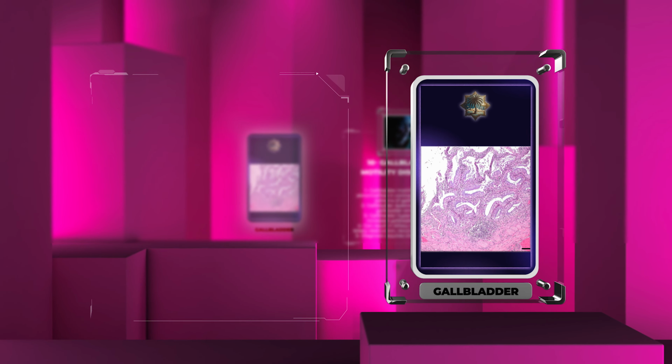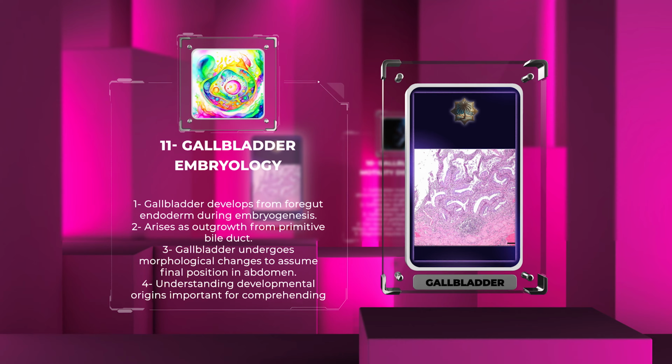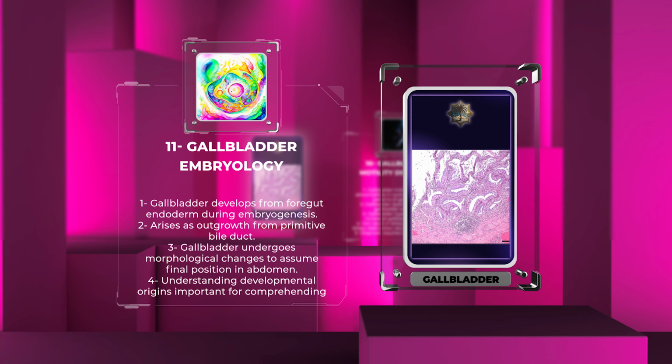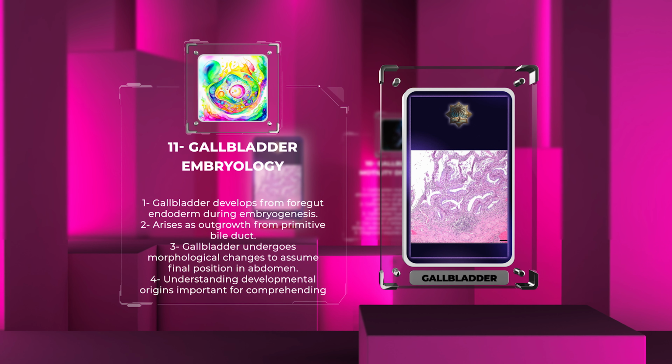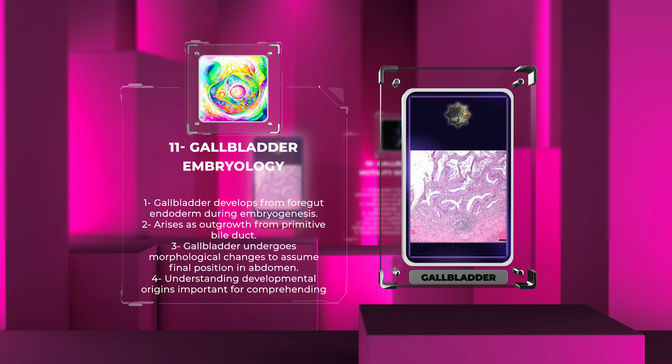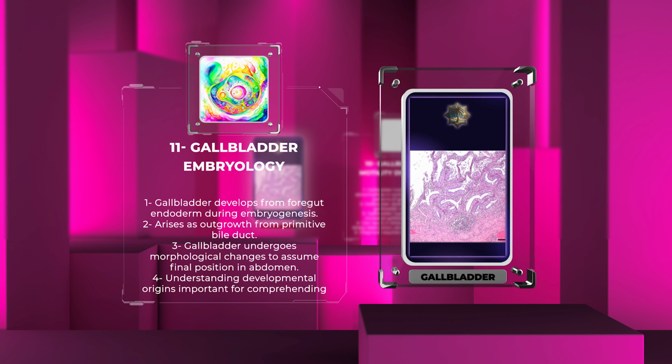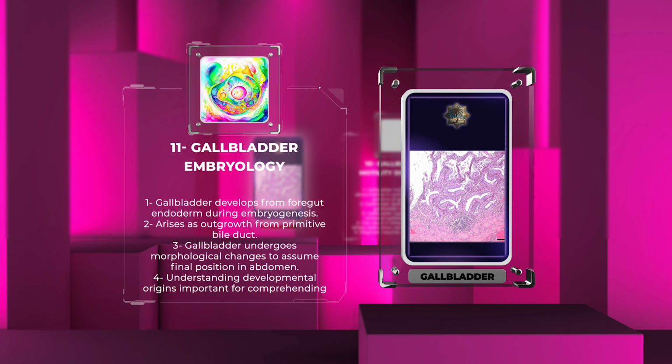The gallbladder develops from the foregut endoderm during embryogenesis. It arises as an outgrowth from the primitive bile duct, which eventually forms the cystic duct and gallbladder. The gallbladder undergoes complex morphological changes, including enlargement, folding, and rotation, to assume its final position in the right upper quadrant of the abdomen. Understanding the developmental origins of the gallbladder is crucial for comprehending its anatomy and identifying congenital anomalies.